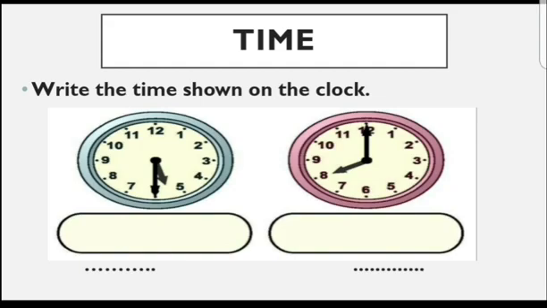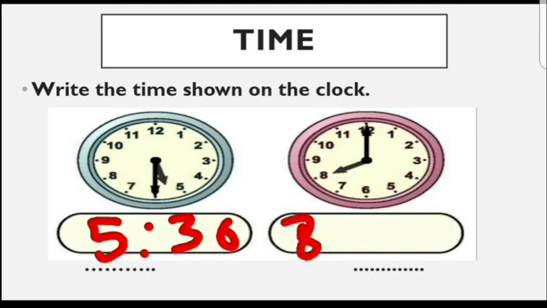Now here are some questions. 2 clocks are there and you have to write the time shown on the clock. So what is the time in the first clock? Yes, the hour hand is between 5 and 6 and the minute hand is at 6. Yes, it is 5:30, that is half past 5. Now see the second clock. The hour hand is at 8 and the minute hand is at 12. Okay, so in this case it is, yes, it is 8 o'clock.